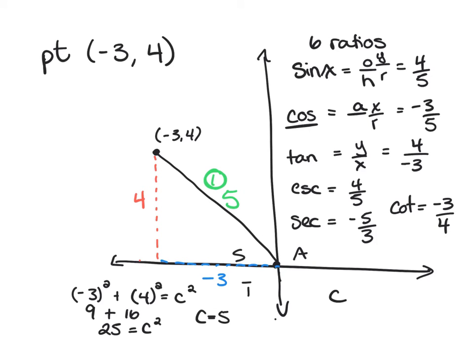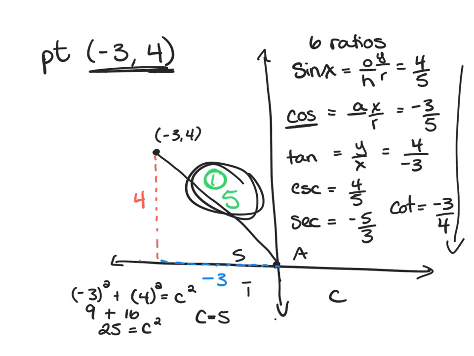So that is how we use those two numbers from the point. Find the hypotenuse, which is right here. And then once you have the hypotenuse, you have all three numbers, and you can set up all 6 ratios that are all right here. I hope that clarifies that part.